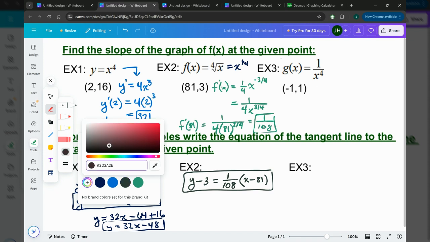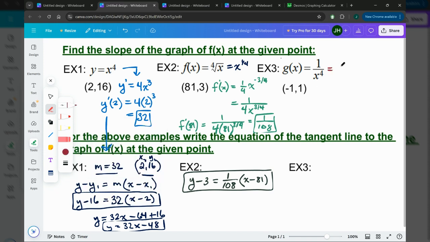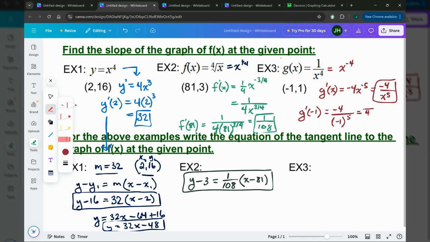What if I wanted to do this function? Everyone agree that this would be x to the negative 4. Well, my derivative, bring the negative 4 out front, subtract 1 from the exponent. My new derivative would be negative 4 over x to the 5th for this particular function. But what is my derivative at negative 1? Well, this would be negative 4 over negative 1 to the 5th, and if we did our math, this comes out to be positive 4. That is the slope of my tangent line to this function at the point negative 1, 1.